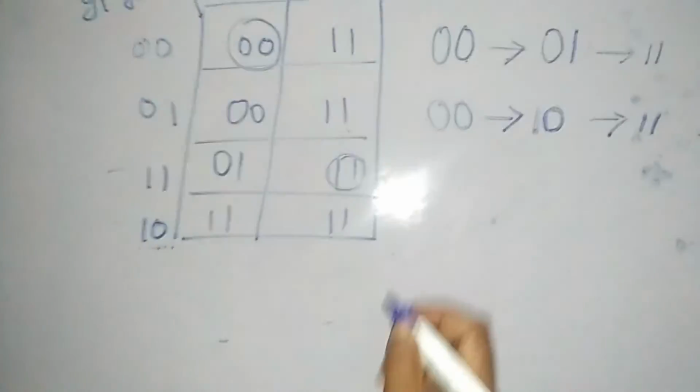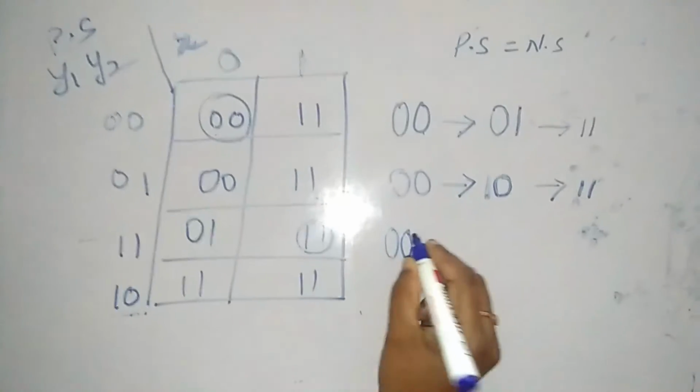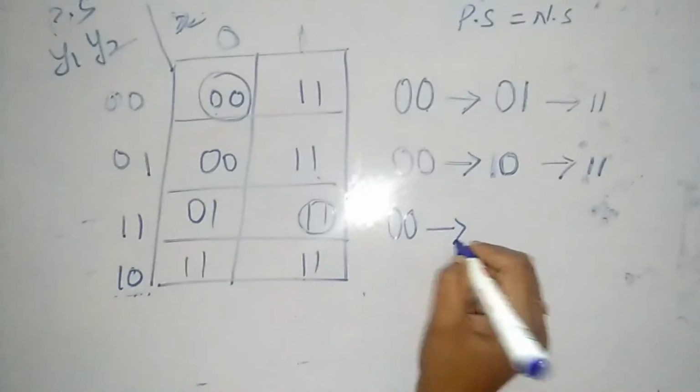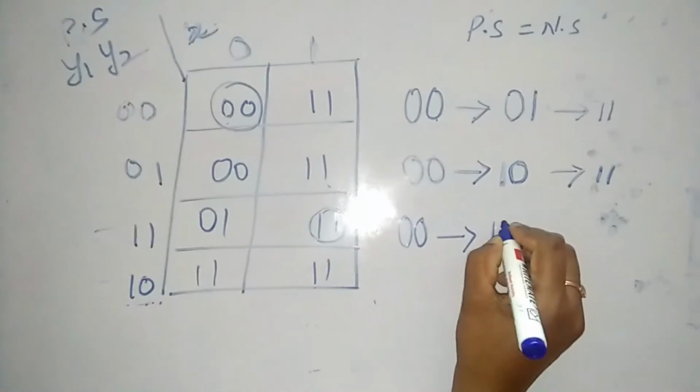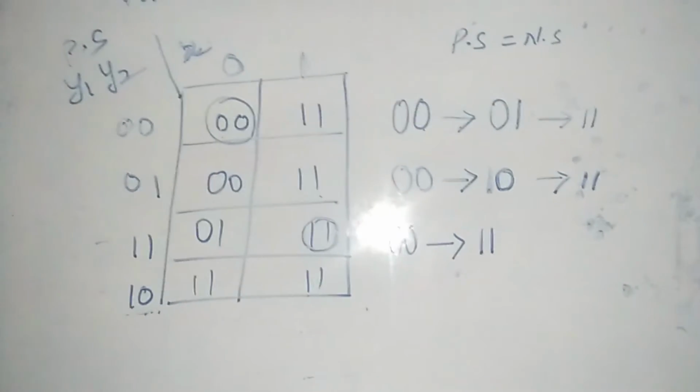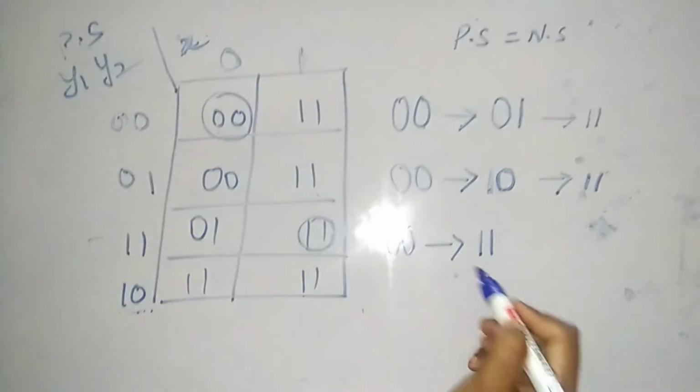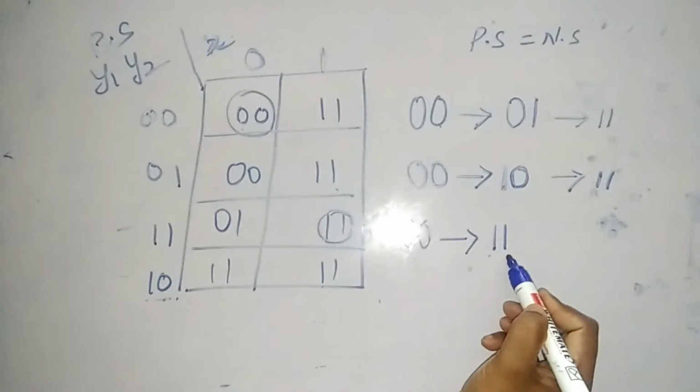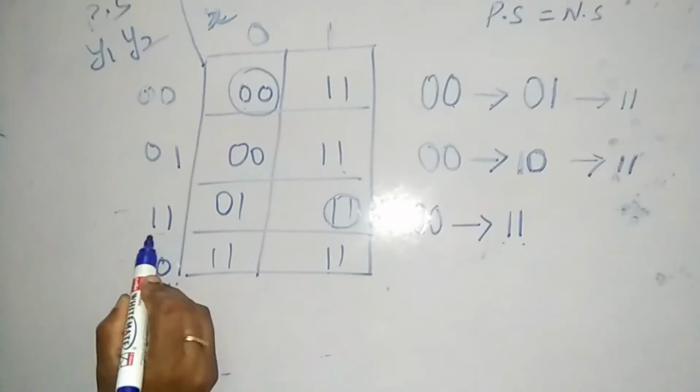Let me consider another sequence where my present state is 0, 0, and y1 and y2 both change to 1 and 1. Once the delay occurs, and this 1, 1 becomes the present state input, like you can see over here, what exactly happens?